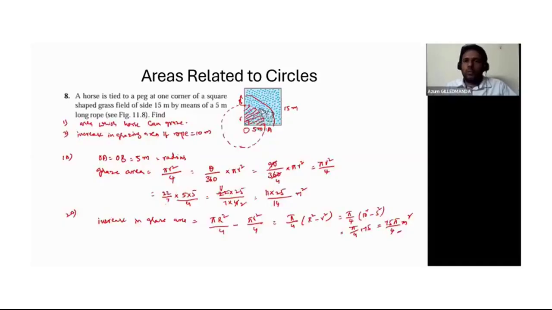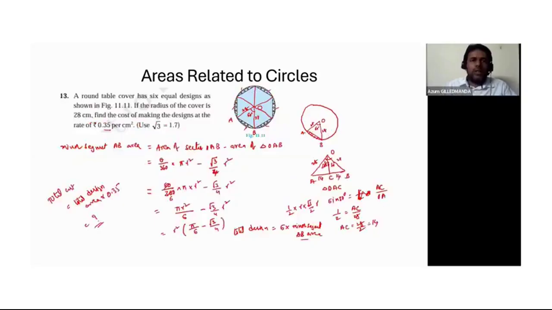And then we looked at a couple of problems. The first problem covered sector area, right? So a horse grazing the field and tied with some length of rope, right? So the length of the rope becomes the radius here. If you get that hint, you can solve this problem. Okay, then we know sector area is theta by 360 into pi r square.